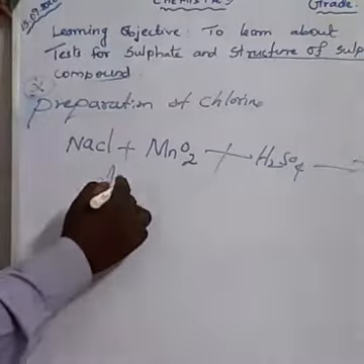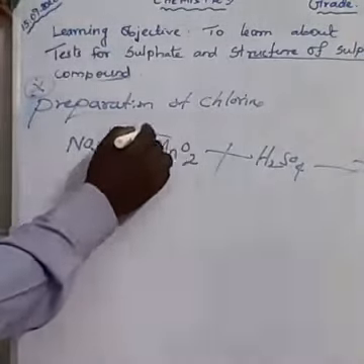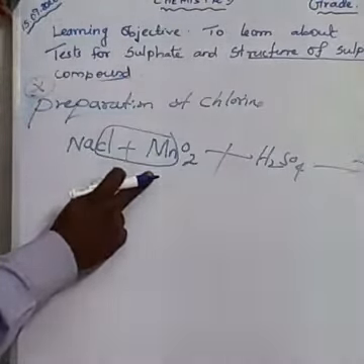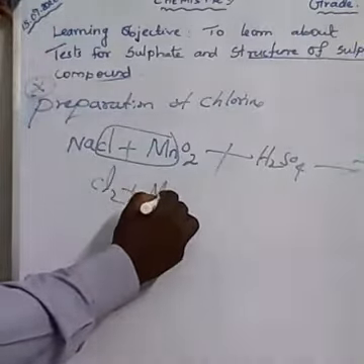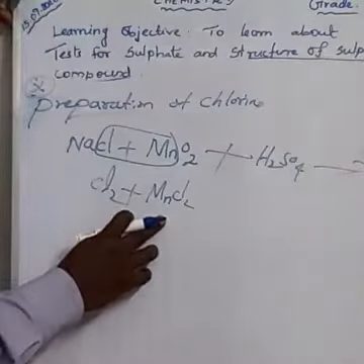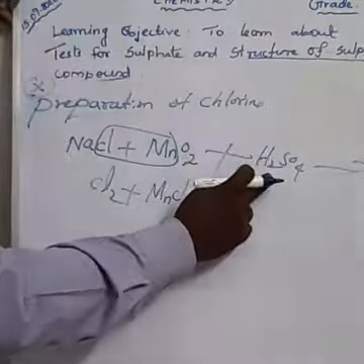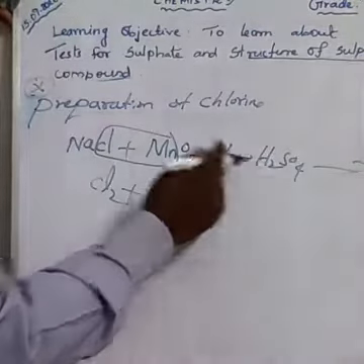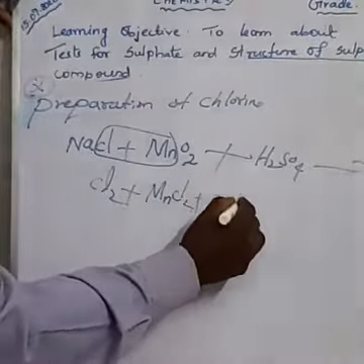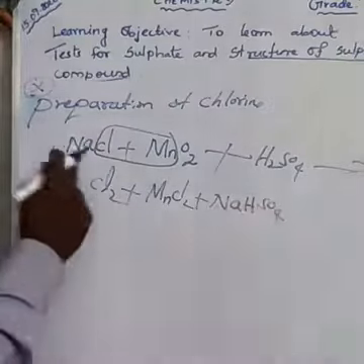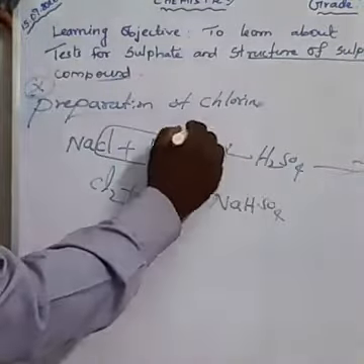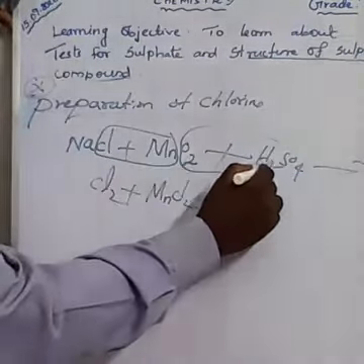We get chlorine, plus Mn combines with Cl to form MnCl2, manganese chloride. Also sodium combines with bisulfate, HSO4, to form NaHSO4. The hydrogen combines with oxygen to form water.